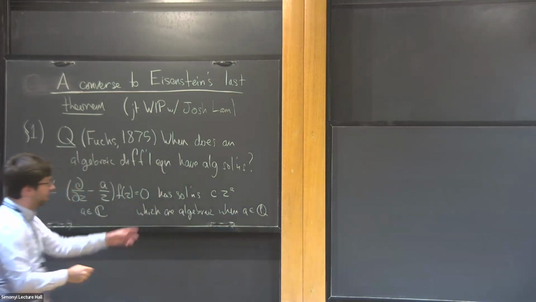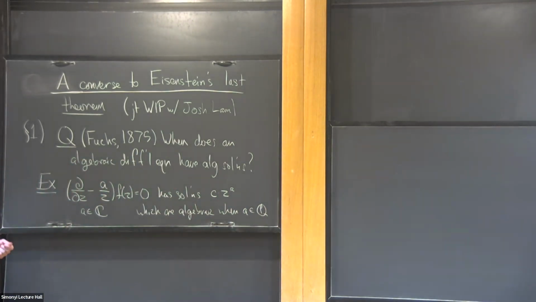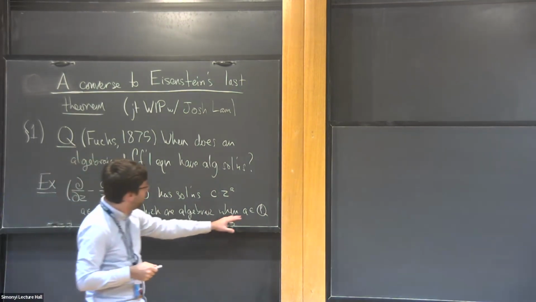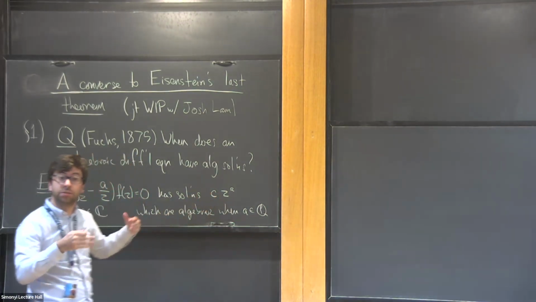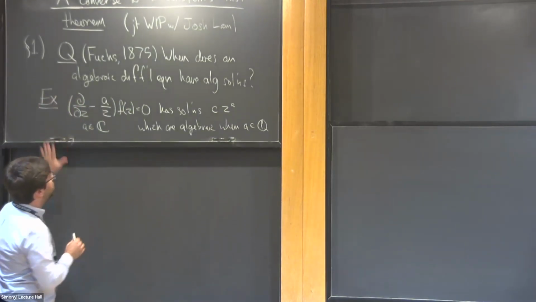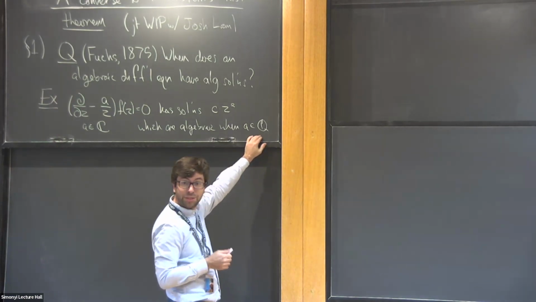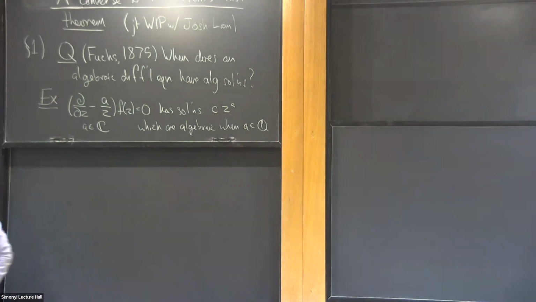To see that, it's kind of clear they're algebraic if a is rational: they're the roots of the function z. And if a is irrational, then they're not even finitely branching, so they can't be algebraic. This should justify why I'm giving this talk in an arithmetic geometry seminar. This is an arithmetic condition.